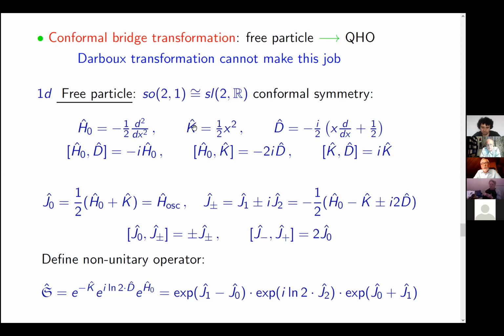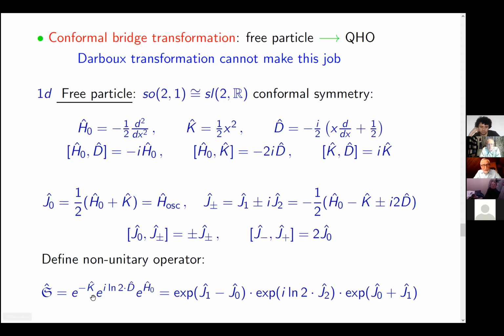I mean that K and D, the generators of special conformal transformations and of dilatations, do not commute with the Hamiltonian, but they can simply be promoted into integrals by including some explicitly time-dependent operator terms. So if we pass to this combination of the generators, we can represent the algebra in maybe a more familiar form for the SL(2) conformal algebra. Now let us define the following non-unitary operator shown here.